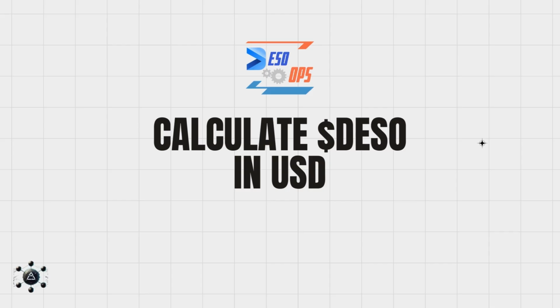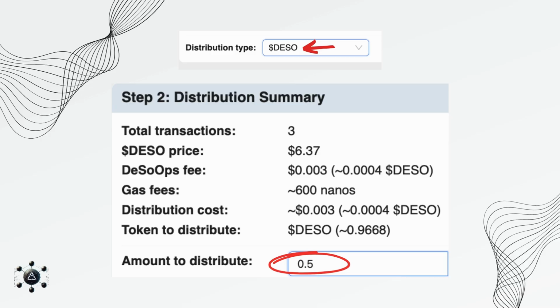The third enhancement is a simple but powerful one, in that it allows you to calculate how much DeSo you want to distribute using a USD value. In a previous release of DeSoOps, if you wanted to distribute DeSo, you already had to know the amount that you wanted to distribute. But what if you didn't know what the amount of DeSo is if you actually wanted to distribute $5? You would have had to go to another platform and calculate what is $5 worth of DeSo based on the current DeSo price.